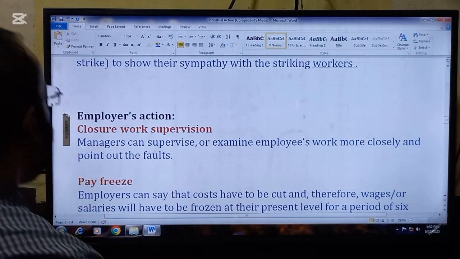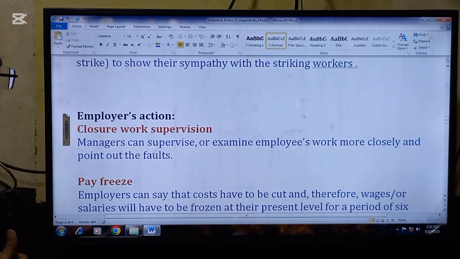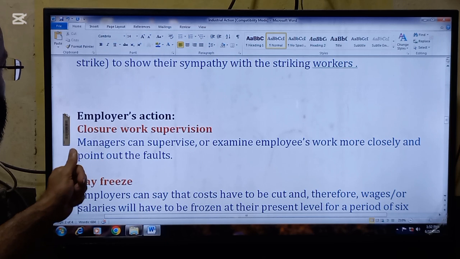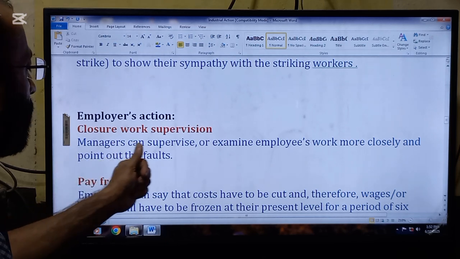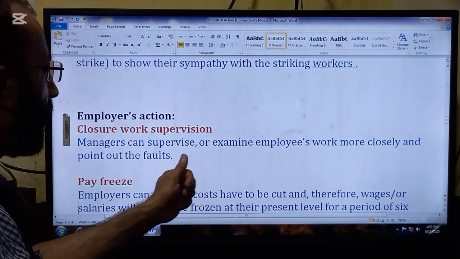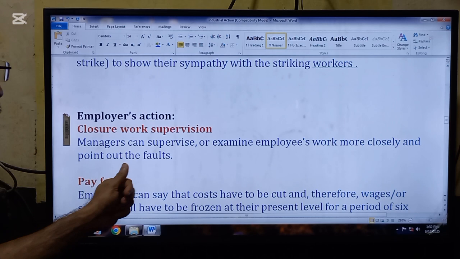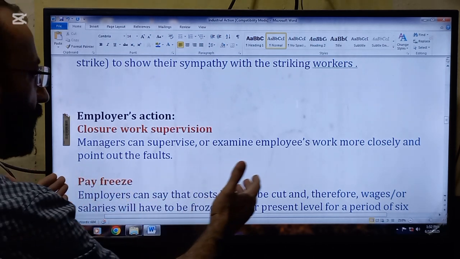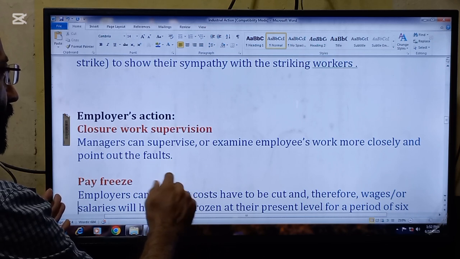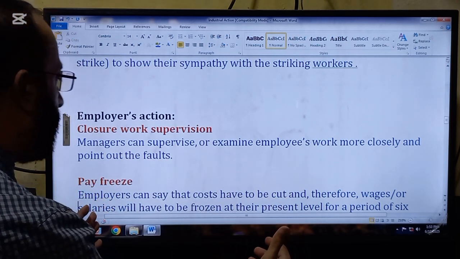Next, we are going to read the employer's actions against the industrial action. The first action which the employer can take is close work supervision. Managers can supervise or examine employees' work more closely and point out the faults. So this is the first action which they may take. If this action is taken, definitely workers will be forced to work properly and speedily.